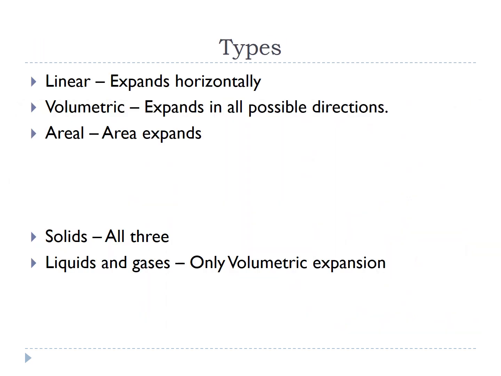First is linear expansion, where it expands horizontally. Second is volumetric expansion, where it expands in all possible directions. And we have areal expansion, where the area expands. Now solids show you all three. Solids can show you linear expansion, volumetric expansion, and areal expansion.